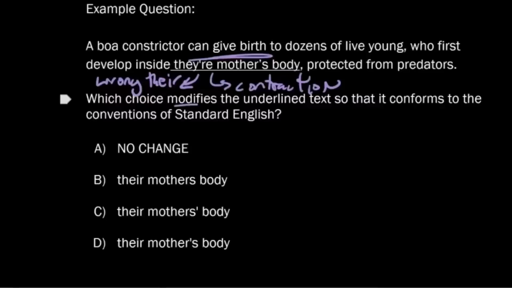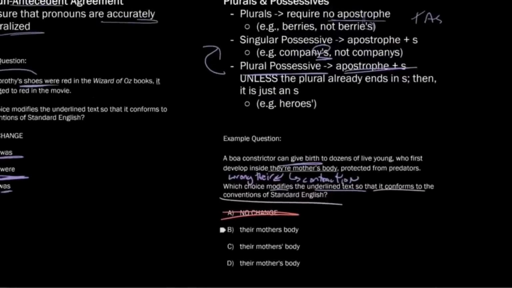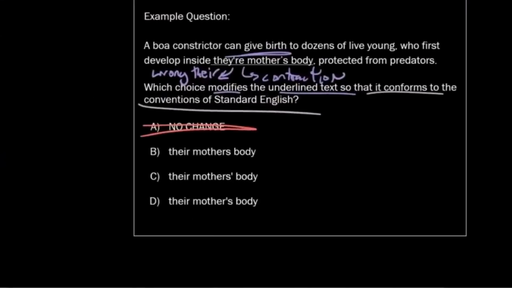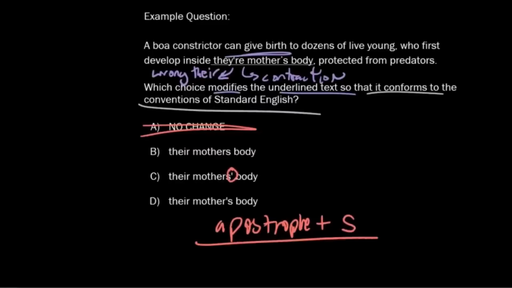But which choice modifies the underlined text so that it conforms to the conventions of standard English? Our typical question. No change? No, because we know this "there" cannot be correct, so we can just eliminate that right off the bat. "Their mother's body." Well, whose body is it? The mother has possession, all right? The mother has the singular possessive, so the mother should have apostrophe S. It should not go after. That doesn't make any sense. It should be apostrophe plus S, which we see here. So the answer is D, and that is the end of SAT English.